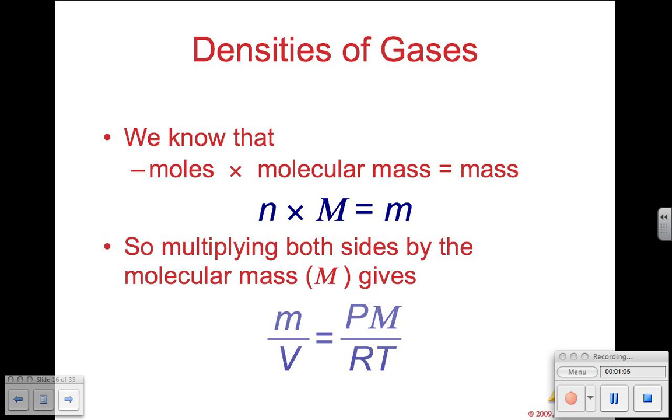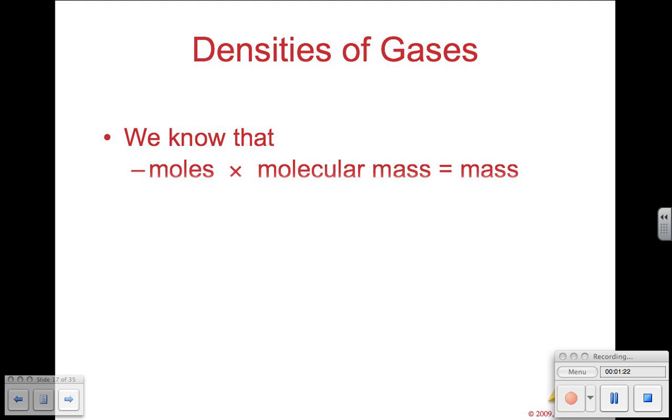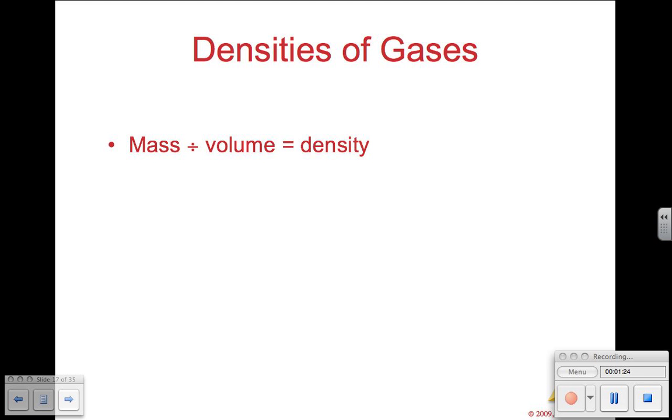Next, we know that moles times molecular mass is equal to mass. So by multiplying both sides by the molar mass, we get the relationship that mass over volume is equal to pressure times the molar mass over RT. Now, mass divided by volume is equal to density.